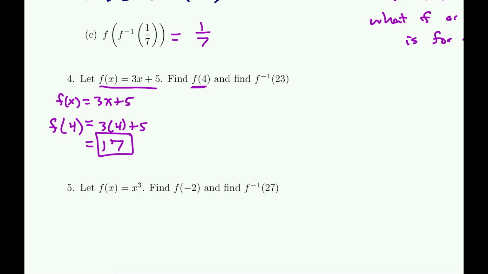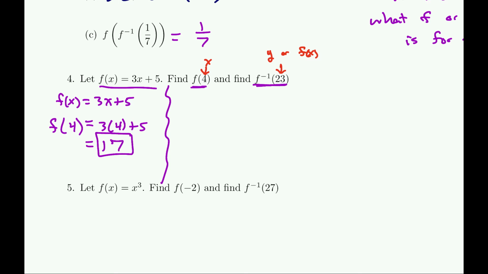Okay? Now, the completely separate problem is f inverse of 23. And the key here is remembering how we did that table, right? This is an x. The 4 is an x. The 23 is not an x. Because this is f inverse of 23, this is either a y value or an f of x value, depending on how you want to think of it.